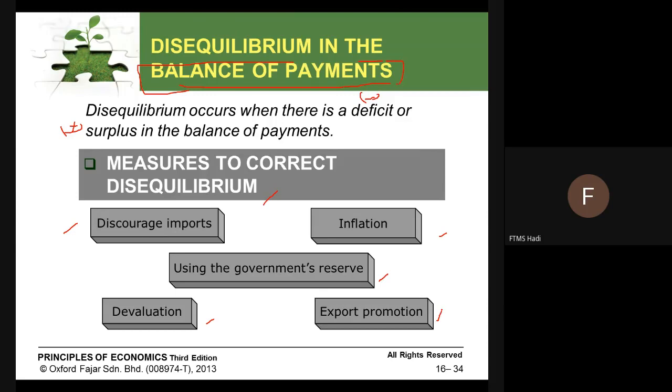And export promotion is the opposite of discouraging import. Remember, one of the forms of protectionism is using export subsidy. If the country encourages export, allowing companies to export more products, that will become a huge revenue for the country.